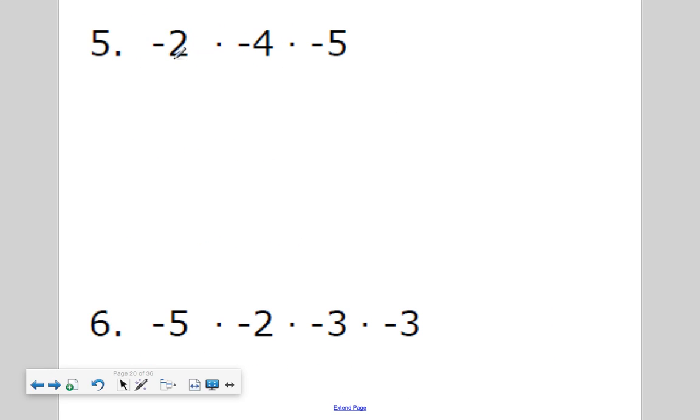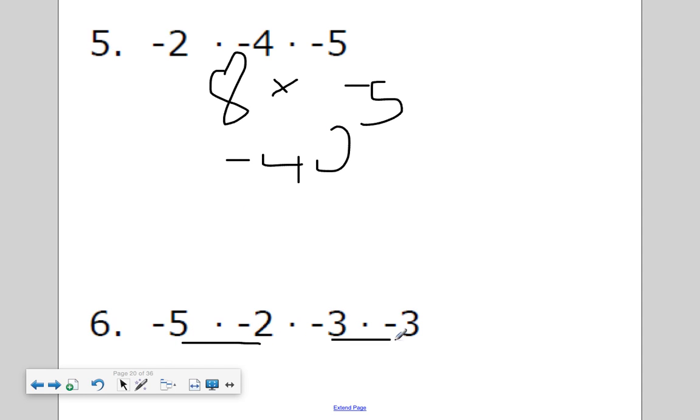Let's do pairs of numbers. What's the opposite of this negative? Positive, so 2 times 4 is 8. So what's 8 times negative 5? 8 groups of negative 5s would be negative 40, because you have negative 5, negative 5, negative 5, negative 5, negative 5, negative 5, negative 5, negative 5. That's negative 40. Let's do pairs of numbers. I'm going to multiply these two and then these two. So opposite of a negative is positive, so this would be 10. Opposite of a negative would be a positive, so that would be 9. 10 times 9 is 90.